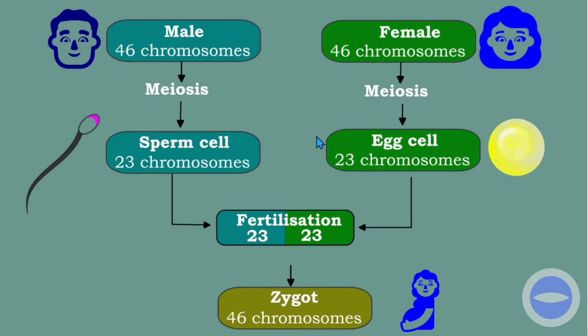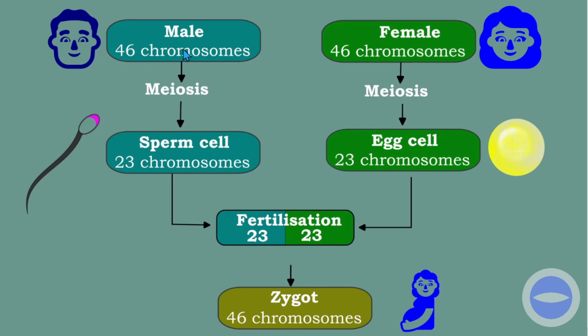So if a male and a female conceive a kid, after fertilization, if meiosis did not take place, they would be 46 chromosomes and 46 chromosomes, which will make 92 chromosomes. So now this zygote will have 92 chromosomes, while the parents have 46 chromosomes. So the chromosomes will double.